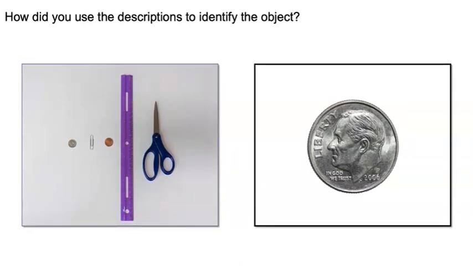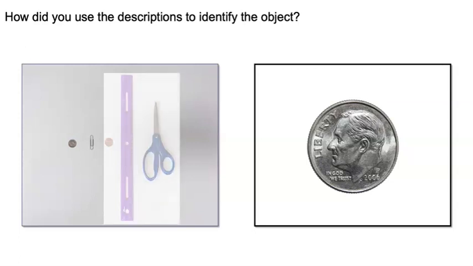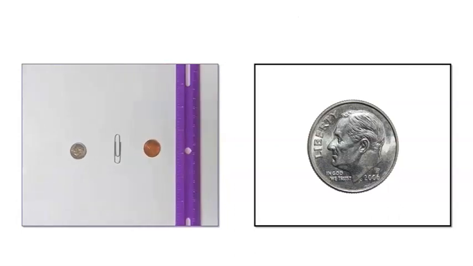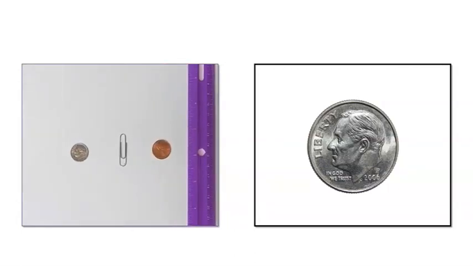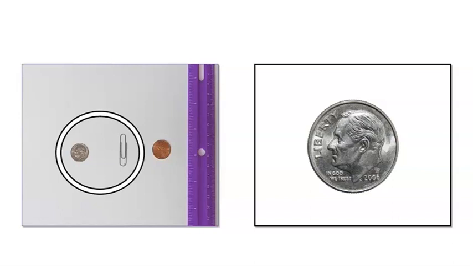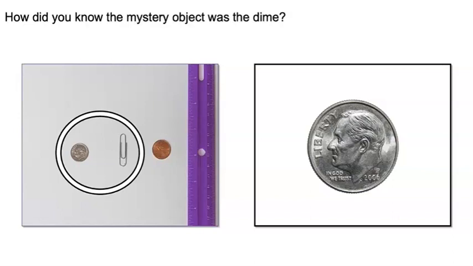Well, when you learned that the object is silver, did you think to yourself, the mystery object can't be the penny or the ruler? Great! And maybe you thought the scissors definitely wouldn't fit inside your closed hand. That left the paperclip and the dime. How did you know the mystery object was the dime? The dime is the shape of a circle, and the paperclip is not.